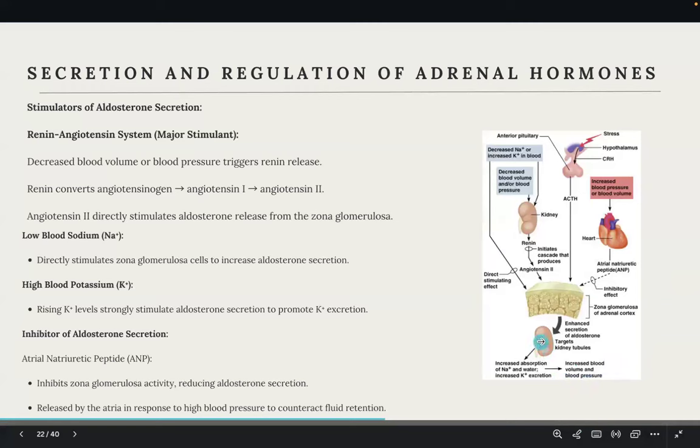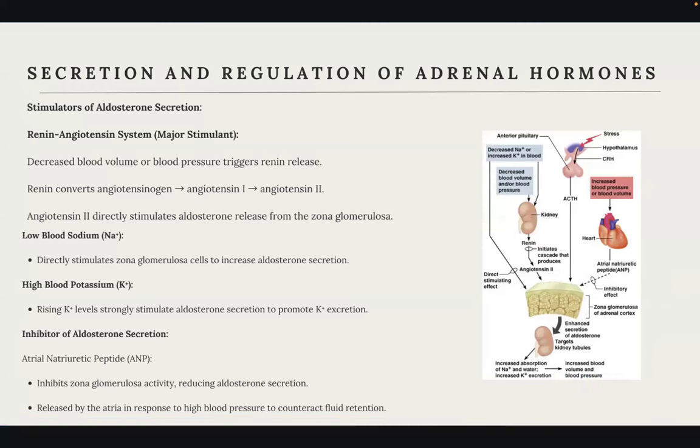Now, what if I were to have way too much blood pressure or high blood volume, and the atria of the heart are sensing that? This is going to cause the atria of the heart to release ANP. ANP will have a direct inhibitory effect on my zona glomerulosa, and this will stop the production of aldosterone in an attempt to decrease my blood volume and blood pressure. I hope that made sense.